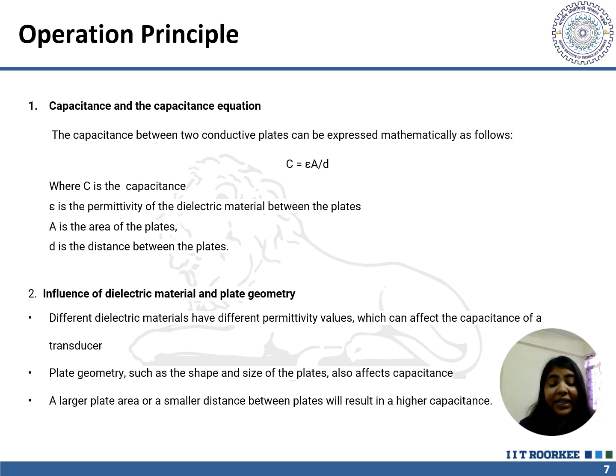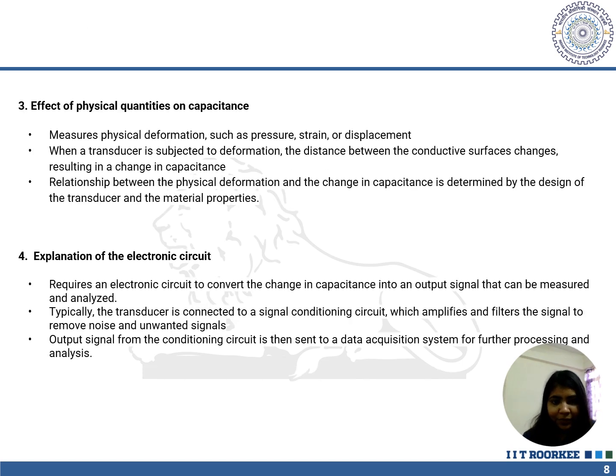So there is an influence of dielectric material and plate geometry, as we can see from this mathematical expression. Different dielectric materials will have different permittivity values, which will affect the capacitance of a transducer, and similarly the plate geometry, the shape and size of the plate, will also affect the capacitance. As we can see, A is directly proportional to C. So as the area of the plate increases, the capacitance value increases, and vice versa.